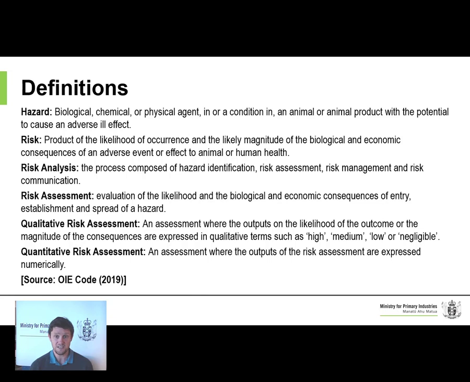And a quantitative risk assessment is an assessment where the outputs of the risk assessment are expressed numerically, and we'll talk about some examples later on in that space. Again, all taken from the Terrestrial Animal Health Code found on the OIE website, 2019.